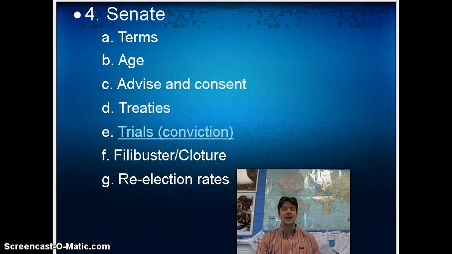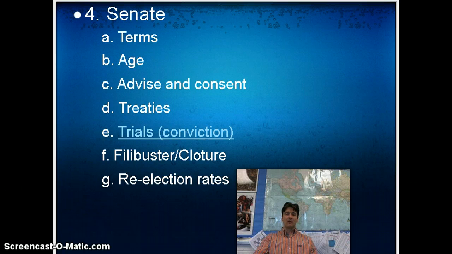All right, Senate. The Senate, like I said, is more powerful. The terms are longer. They're 6 years long. That means that you don't have to spend all your time trying to get reelected all the time, because in the House, they run every 2 years. Senate, once you're elected, you can relax. You have to be 30 years old, so I still qualify. You still don't. Advise and consent is an important power.